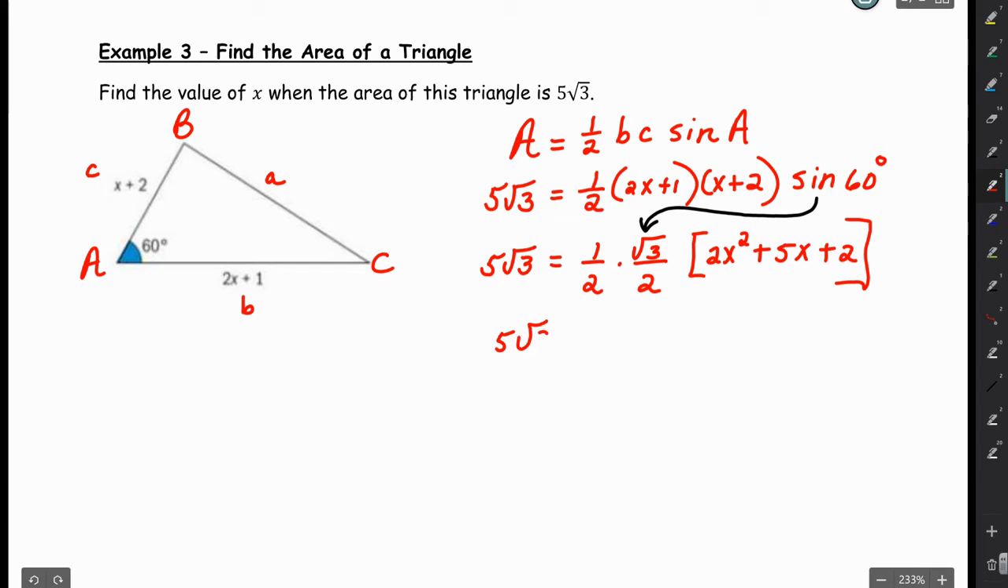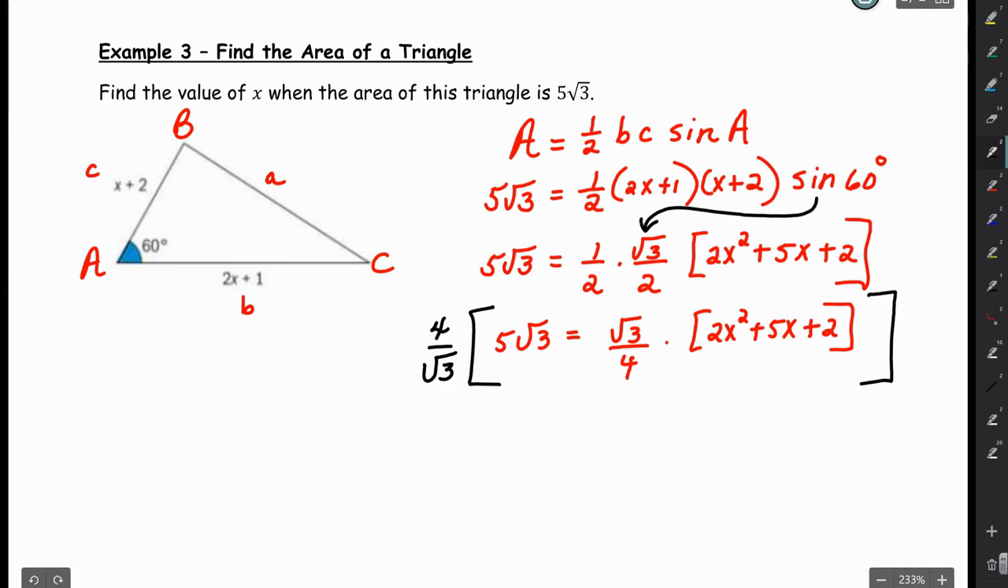So what do I have here? I have 5 root 3 equals root 3 over 4 times 2x squared plus 5x plus 2. And I want to solve for x, so I'm going to multiply both sides by 4 over root 3 to try to isolate the right side of the equation.